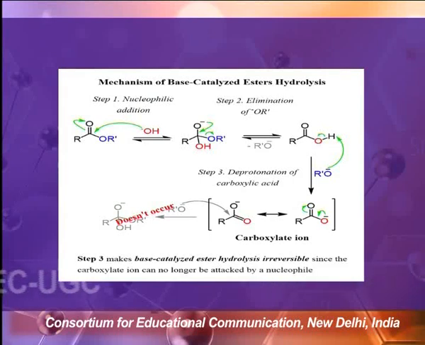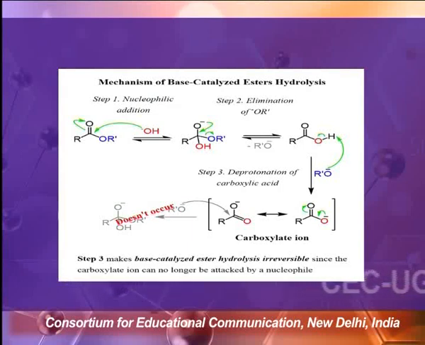What is OR? This is alkoxy when the R group is alkyl, and if the R group is aryl, it will be aryloxy. So with the addition of OH, you will get a tetrahedral intermediate. You can see in the central carbon there is attachment of O negative, there is attachment of OH, there is attachment of OR dash and R also, right.